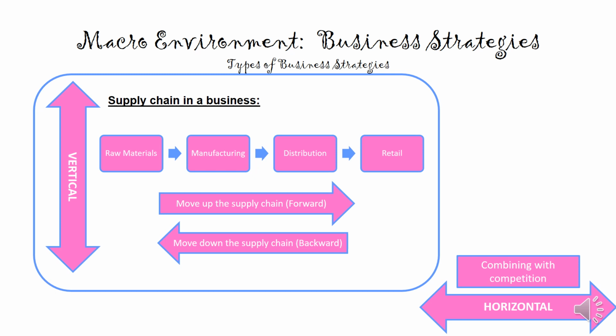If we move backward down the supply chain, we take a step back. Okay, so now if we're in manufacturing and we take over our supplier, all right, if I'm producing bread, that's my business, I'm in manufacturing of bread. Example of backward integration would be if I take over the farms that are supplying the wheat that I'm using to make the bread with.